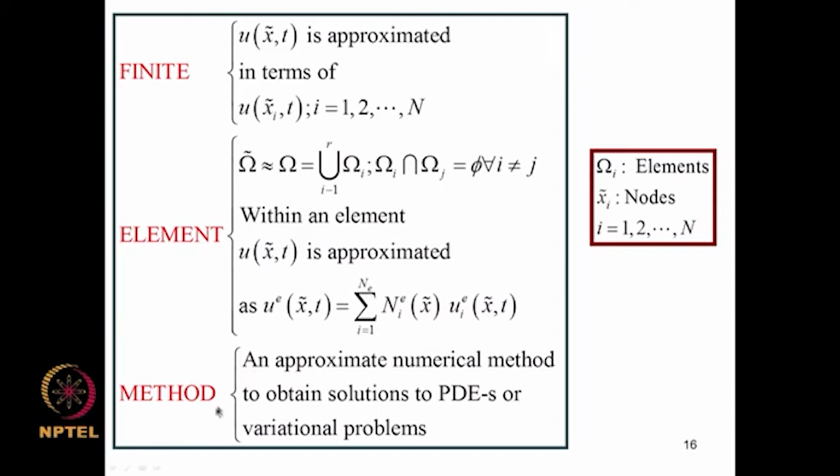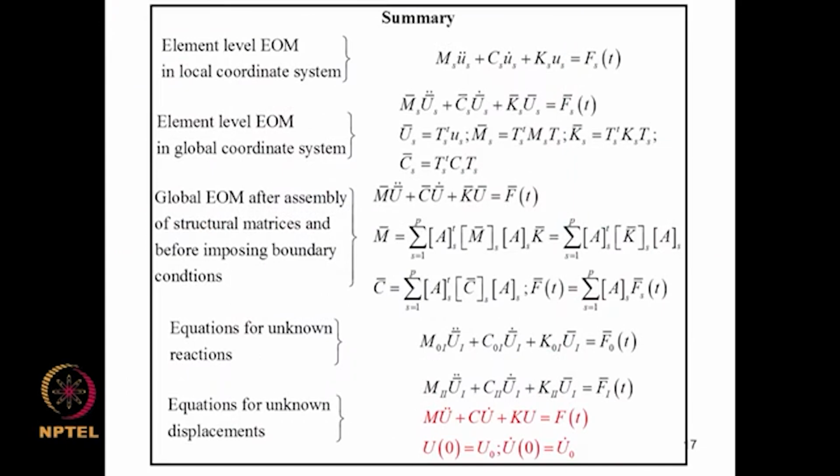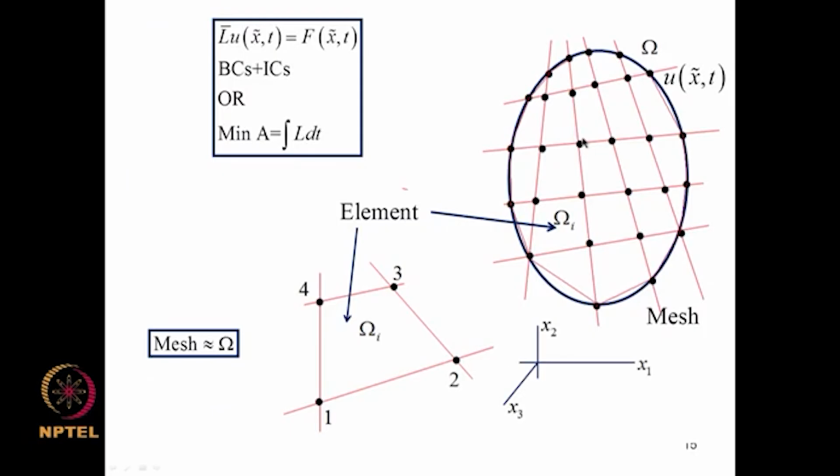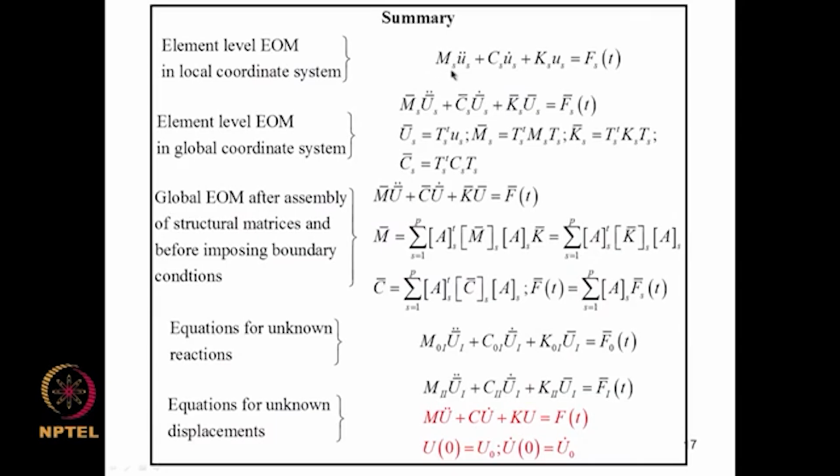The method of course is an approximate numerical method to obtain solutions to partial differential equations or variational problems. So these omega_I are elements, xi tilde are nodes, and capital N is the number of nodes in the approximated model. Now, using that, for each of these elements we derived the equation of motion that led to the notion of element level mass, damping and stiffness matrix and a forcing vector, and this is formulated in the local coordinate system.